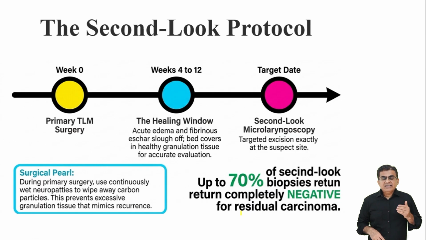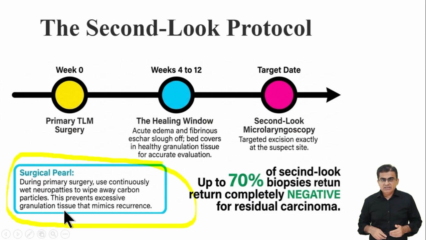Finally, look at a critical surgical pearl. During your very first surgery, you must repeatedly use continuously wet neuropatties. You must meticulously wipe away all the black carbon particles and charring from the cut edge. If you leave that black char behind, it will create excessive granulation tissue that looks exactly like a cancer recurrence.